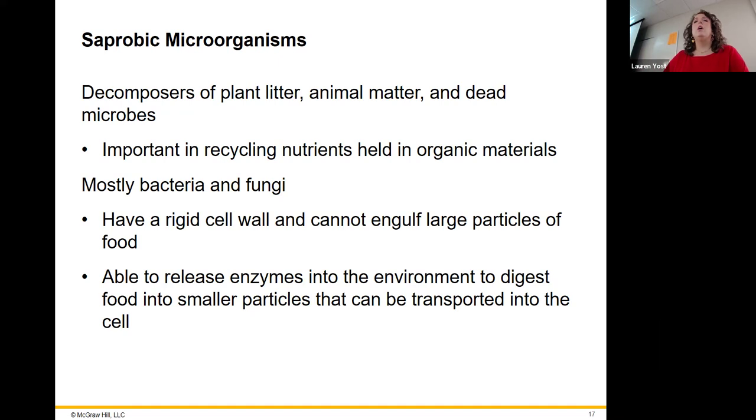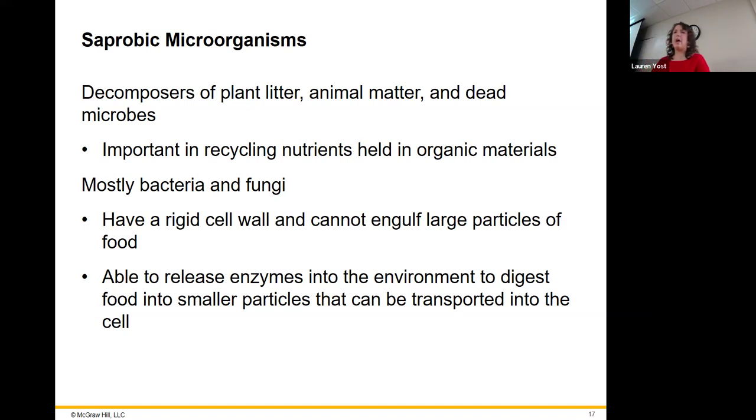But all right, saprobes. Saprobes break dead things down, right? Just decomposing things, dead things usually. And this is the bacteria and the fungi. They can't eat up large particles, so they have enzymes that break down molecules of their food, basically. And then they can take that up into their cells, and that's what they're going to be using for eating.